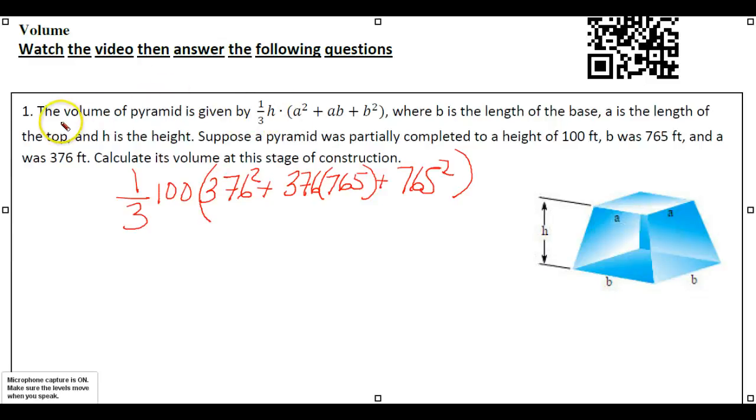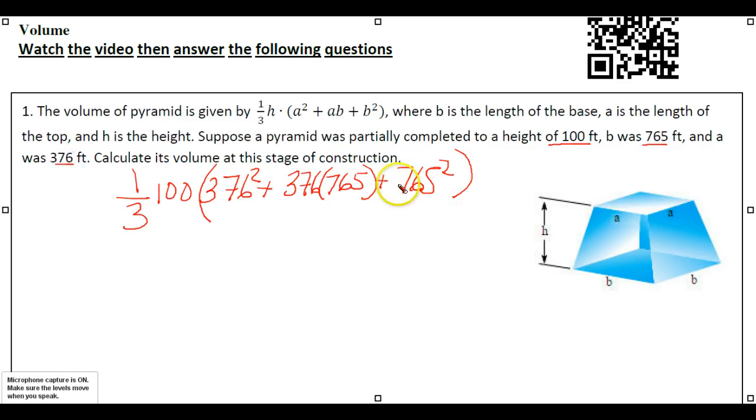Okay, going on to page 30. The volume of a pyramid is given by this formula, where B is the length of the base, A is the height to the top, and H is the height. Suppose a pyramid was partially completed and had this for the height, so our H is 100, our B is this, and our A is this.